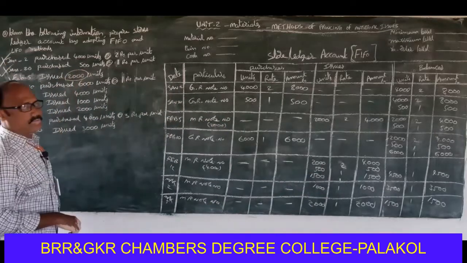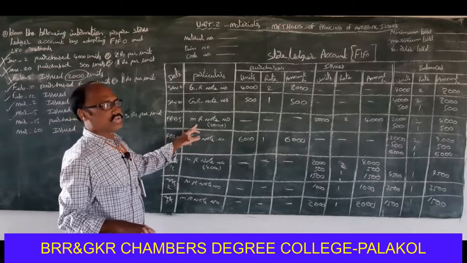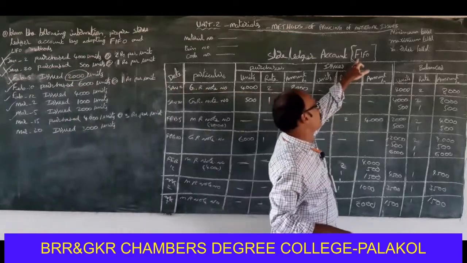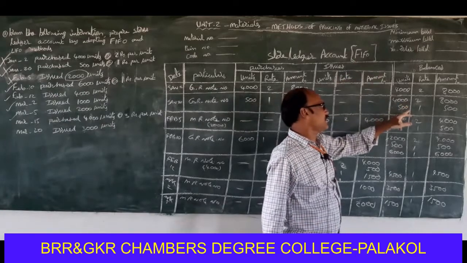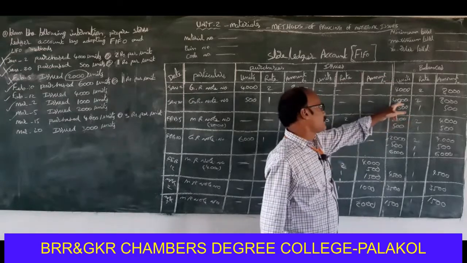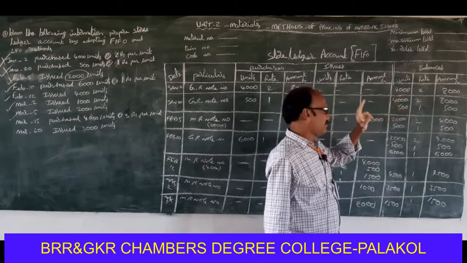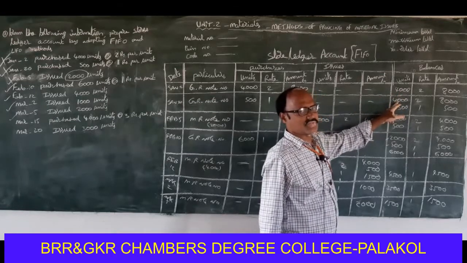2,000 units. How many units wanted to issue? 2,000 units. That's why this is the FIFO method, first in, first out. So we received this one first and then we received this one. So the 2,000 units must be released from this only, because why? The material received from this one first, first in, first out method.